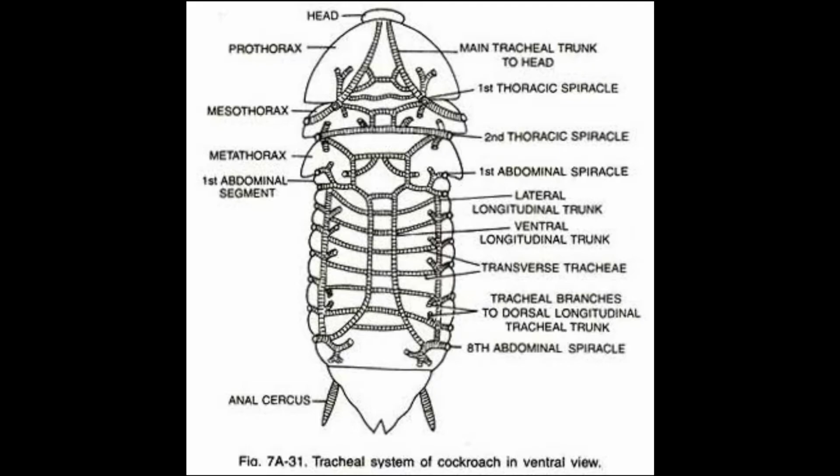The first pair of spiracles is the largest and is present on the mesothorax. You know, the thoracic region of cockroach is divisible into prothorax, mesothorax and metathorax. There is no spiracle in prothorax. First pair of spiracle is present on the mesothorax. The second pair is on the metathorax and the remaining 8 pairs are on the first 8 abdominal segments.